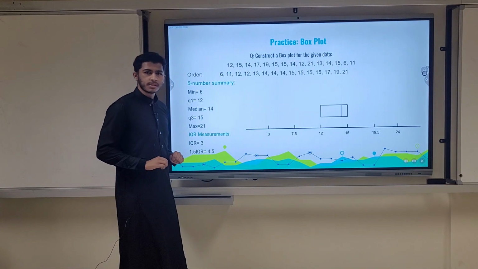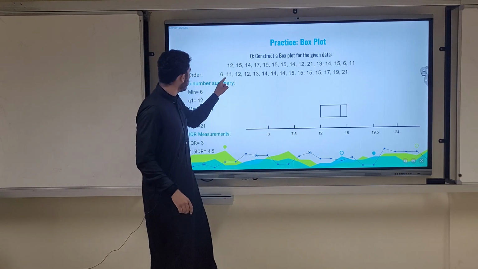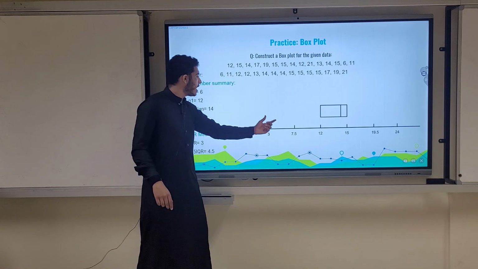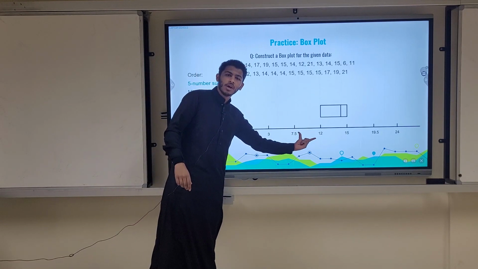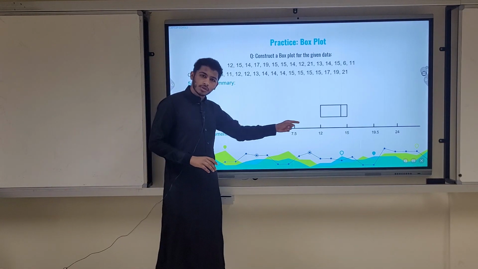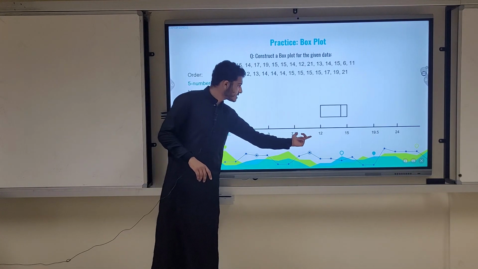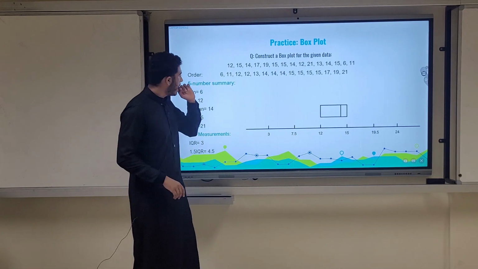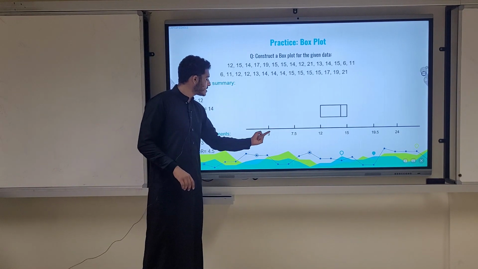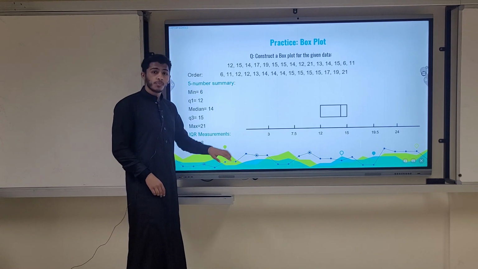Now, how to do the whiskers? As we see, we have bounds for the whiskers. So we cannot take just the lowest value, the 6, and put a whisker from here to 6. We have an identified range for where we can put the whisker. The lowest value that fits in this range should be where the whisker is. And the lowest value that fits here is 11, because 6 is out, 6 is in the outlier region. So we should use 11 to put our whisker.